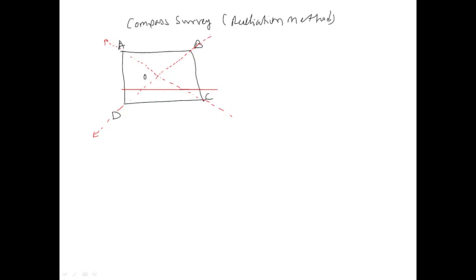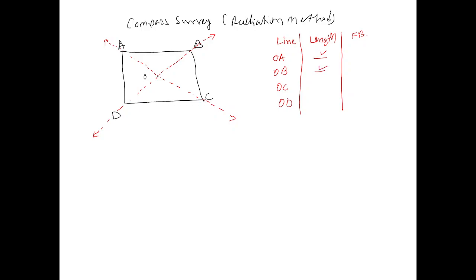At O point we fix the compass. After that we had the observation table, that is the line, then length, then the four bearings. So we had the lines OA, OB, OC, and OD. We take the measurements of the OA, OB line, then OC line, and then OD line.